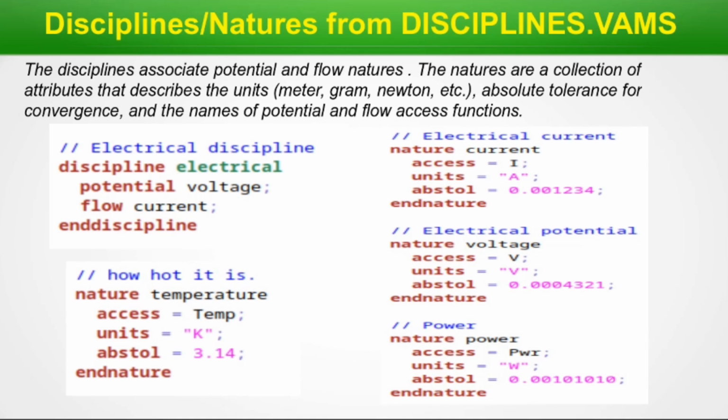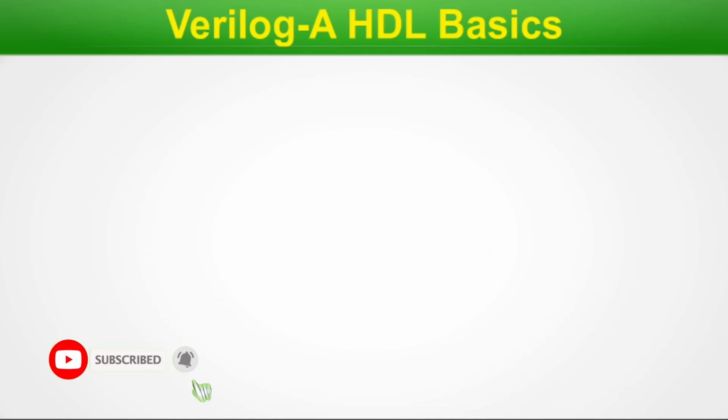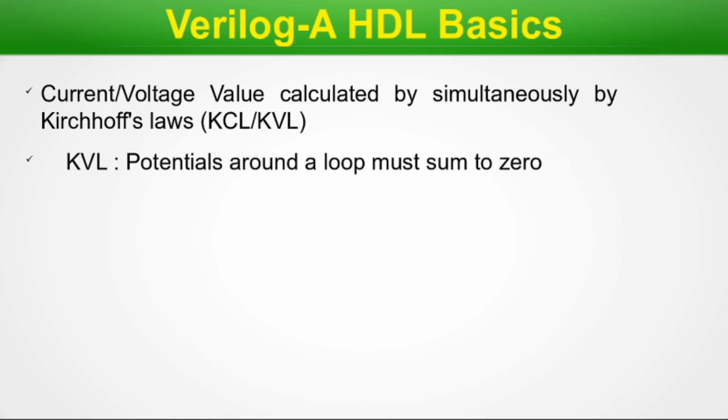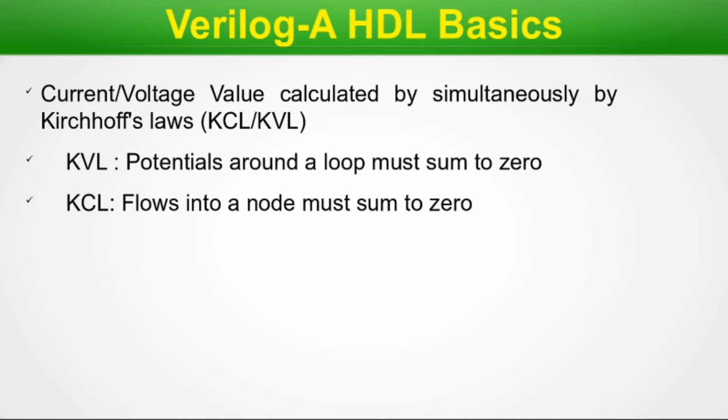And now let's move on to the basics. When we are talking about Verilog-A, let's now focus on Verilog-A only. And for a while, let's keep apart the Verilog that is used for digital. So here in Verilog-A, current and voltage values are calculated simultaneously by Kirchhoff's laws. We know KCL and KVL from our college days. KVL, that is the potential around a loop, must sum to zero. KCL is flows into a node must sum to zero. So KVL and KCL are considered in Verilog-A.